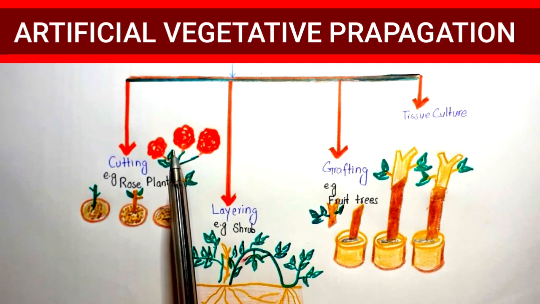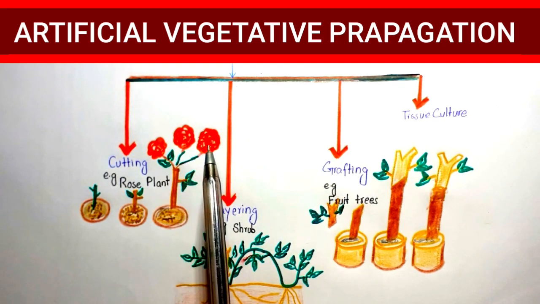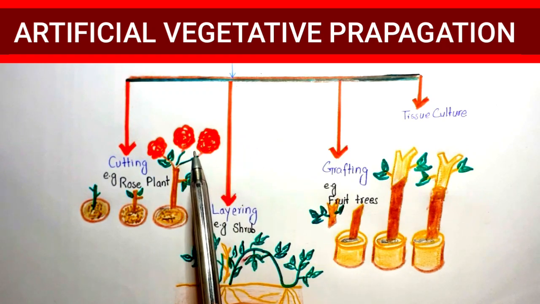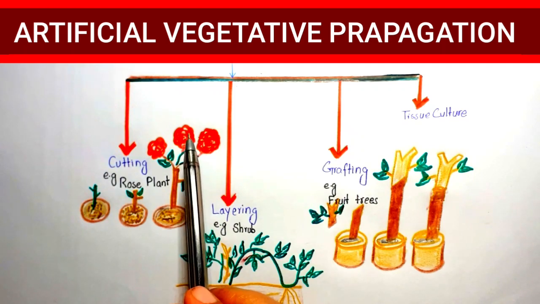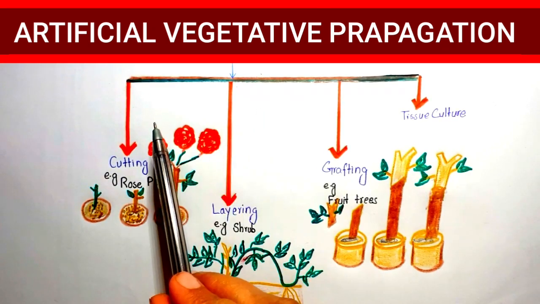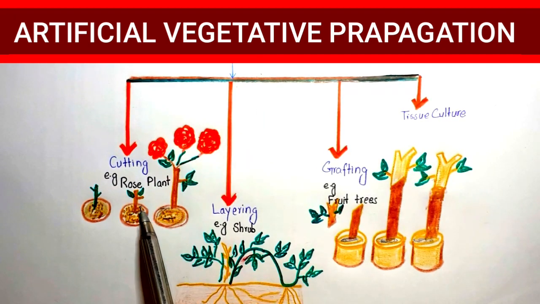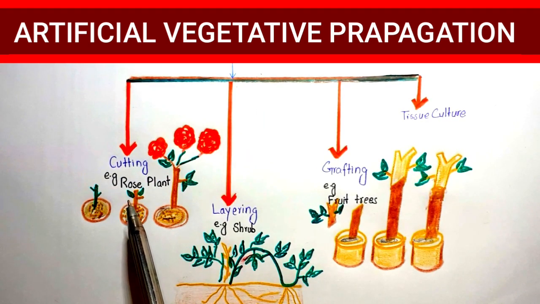I have discussed earlier which are the vegetative parts of a plant. Root, stem and leaves are the vegetative parts of a plant, whereas the flower is the reproductive part that carries out sexual reproduction or pollination. Focus on the vegetative propagation that is artificially carried out. So come to the first process, that is cutting.